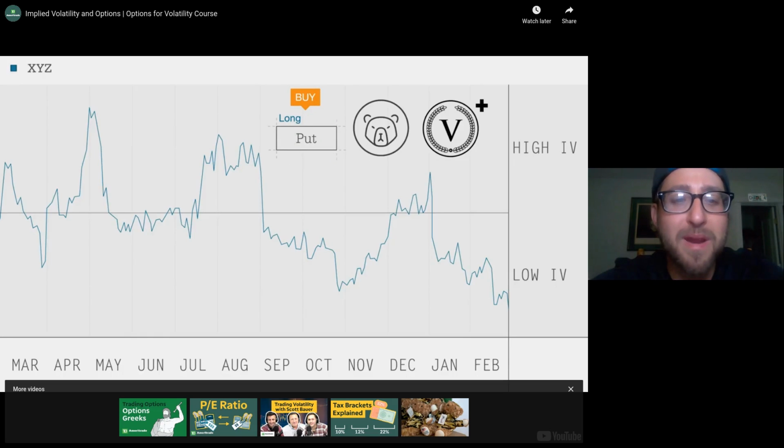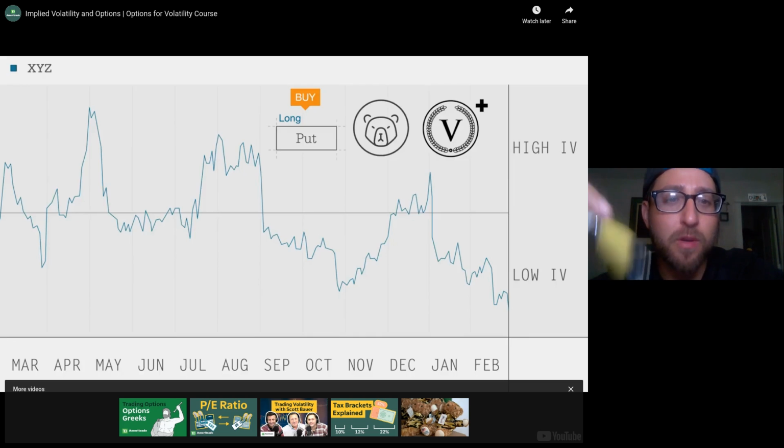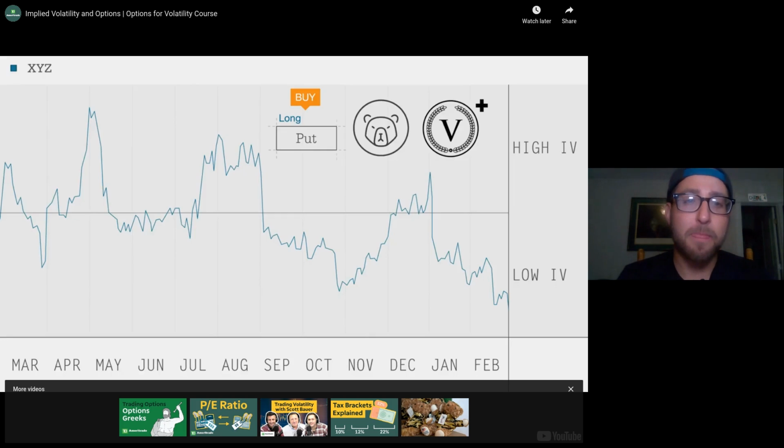So a bear means bear market, which is for people who think the market's going to go down in value. So buying a put means go down, and that means increased volatility. If we have less volatility in the markets, we would want to do the opposite, which is the opposite of buying a put: selling a call.